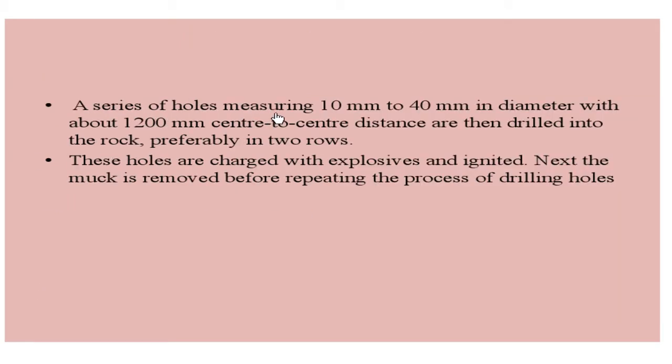A series of holes measuring 10 mm to 40 mm in diameter, that means about 1 cm to 4 cm, is made. The series of holes are made at about 1200 mm center to center distance, and they are drilled into the rock, preferably in 2 rows. So the holes are made and the drilling process is done over here.